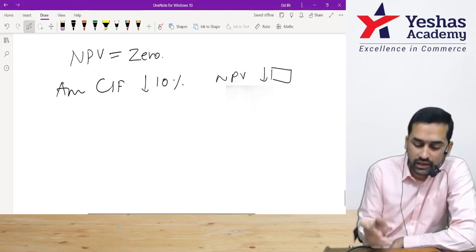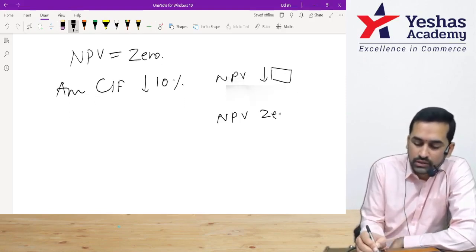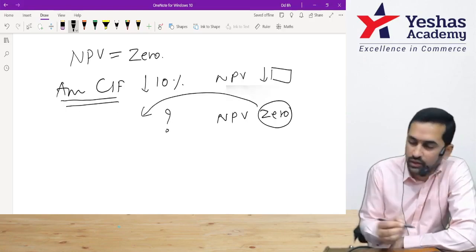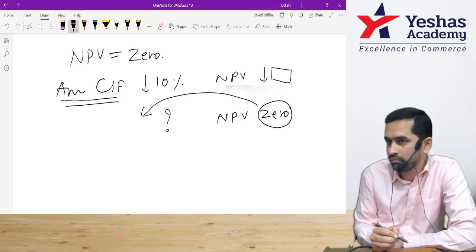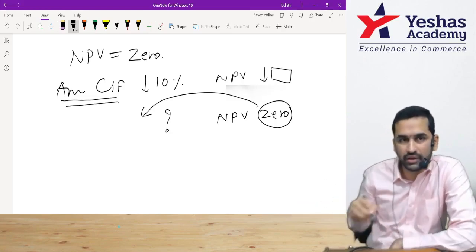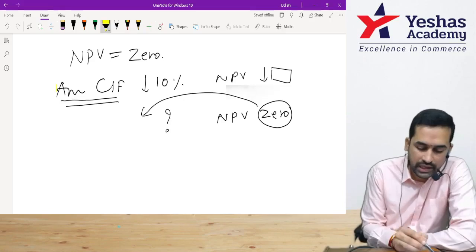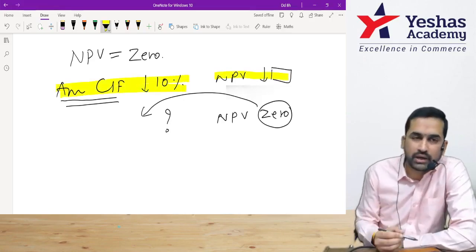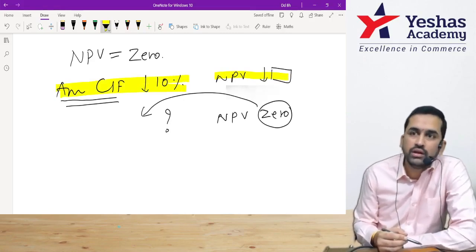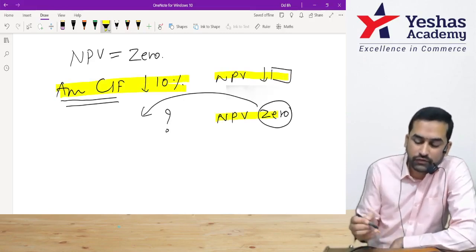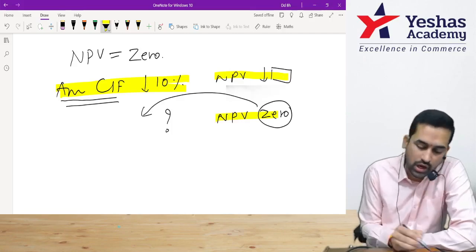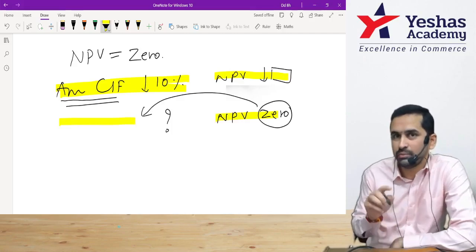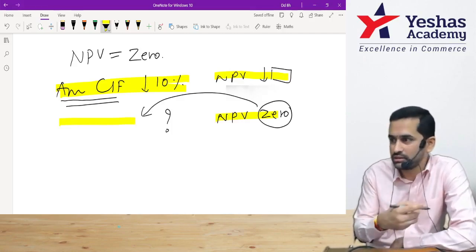What is the alternate way? If my NPV has to reach zero, what should be the fall in annual cash inflow? I repeat, it's exactly the reverse way of doing. What we did is, if annual cash inflow goes down by 10%, how much is the impact on my NPV? Now the second way is, if this NPV has to reach zero, how much should be my annual cash inflow? Now that unknown number will have to work with reverse methodology.